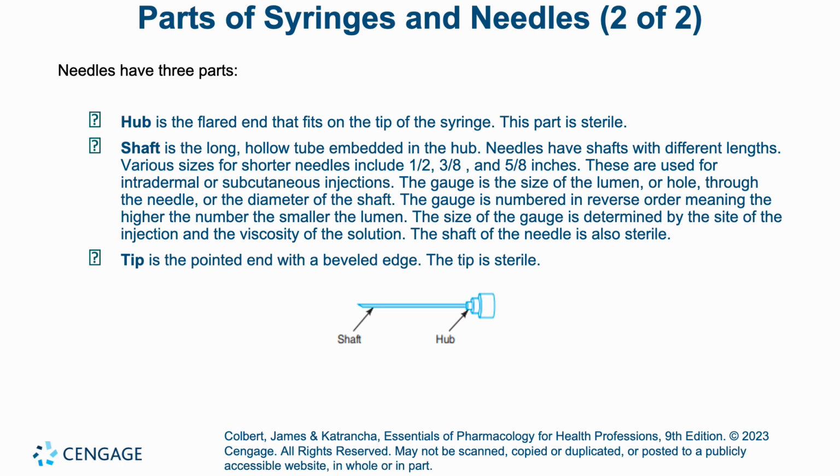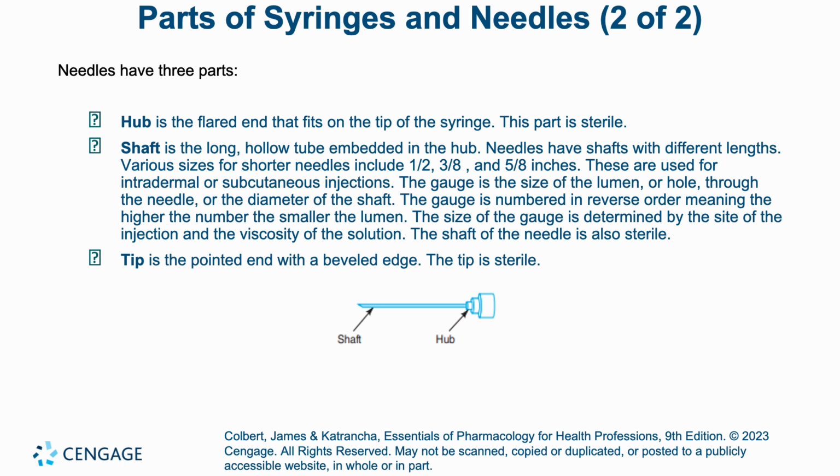The gauge is the size of the lumen or hole through the needle, or the diameter of the shaft. The gauge is numbered in reverse order, meaning the higher the number, the smaller the lumen. I will attach an image onto your canvas showing some various different gauges, but what that means is, for instance, an 18 gauge or a 20 gauge needle, that's what we usually do for IVs. An 18 gauge is bigger than a 20 gauge. A 20 gauge is bigger than a 22 gauge. And so it's in kind of reverse order, which is confusing, but again, I'll attach an image.